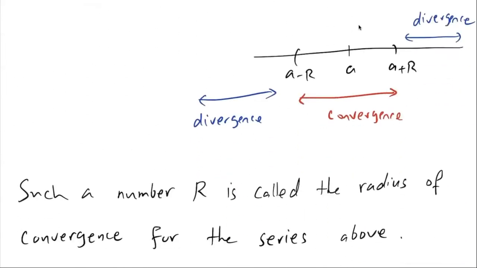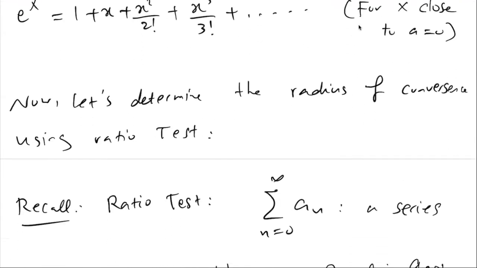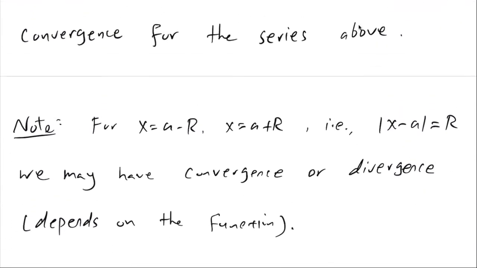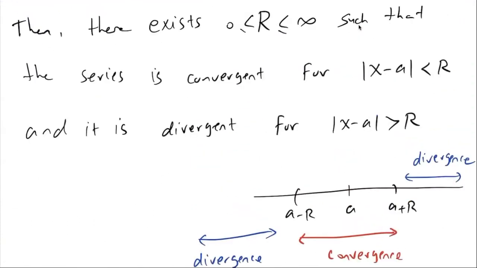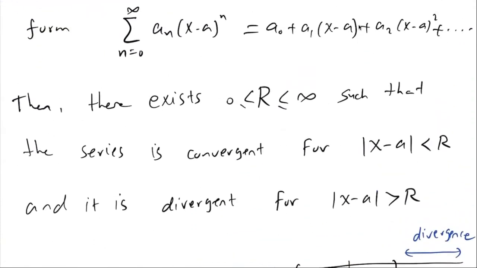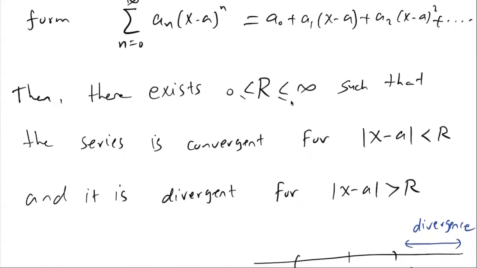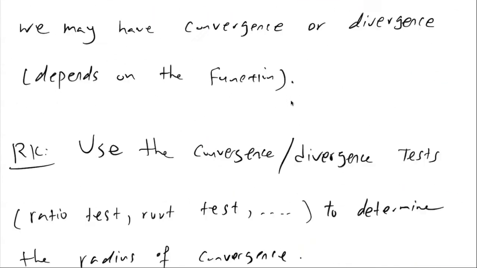So here the radius of convergence will be infinity. Remember that the radius of convergence, capital R, was a number between 0 and infinity. I allowed equality for infinity as well. So R is allowed to be 0, and is also allowed to be infinity. In this case, we have convergence for every x between minus infinity and infinity. So that means our radius of convergence is infinity.